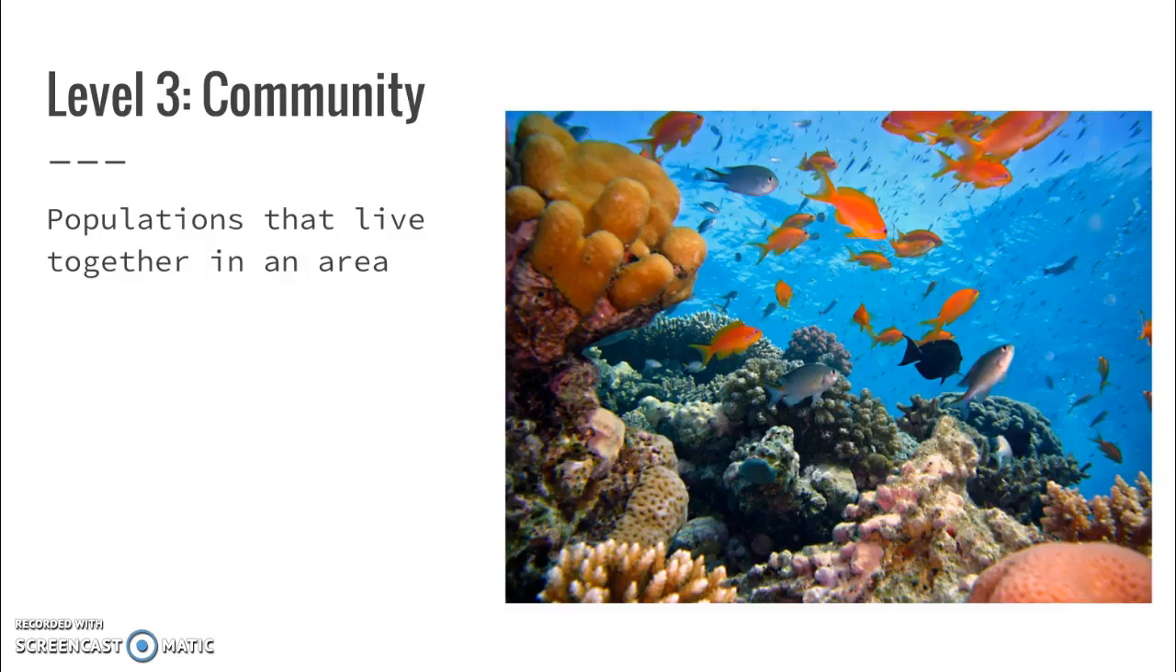So if we took all these populations of different kinds of fish that live together in an area, that would make our community. So as you can see in the picture on the right, there's a bunch of different kinds of fish. So all these different types of fish, all these different populations of fish are going to come together to make our community.